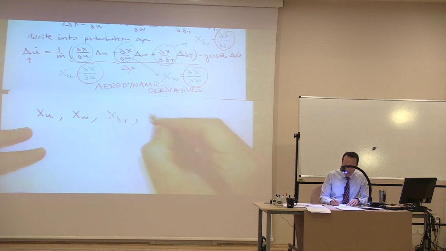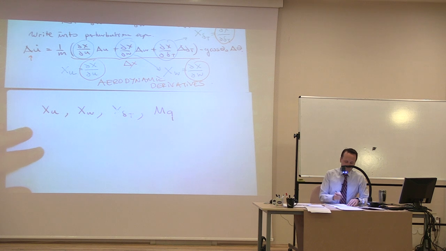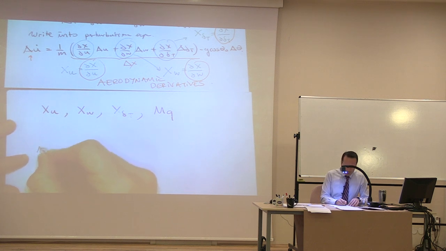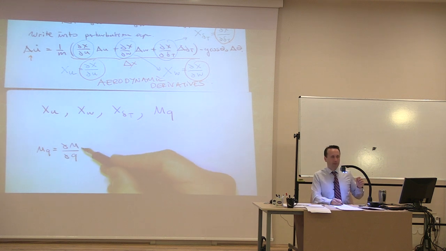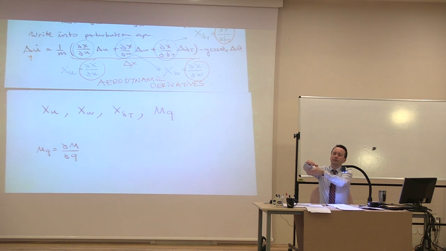Let me give you another example. How about MQ? What would that be? MQ would be del M del Q. What does it mean? The aerodynamic pitching moment that you obtain because of Q. Q, the aerodynamic pitching rate. So if I would take an airplane, if I would give it a pitch rate only, without changing everything else, what would be the moment? That's a derivative. Understand?